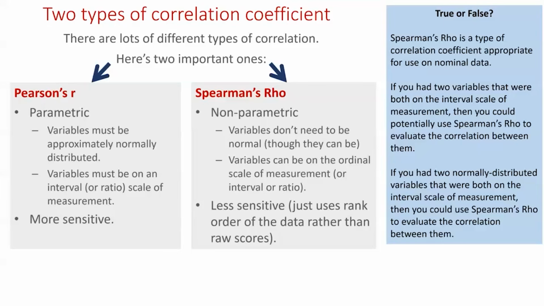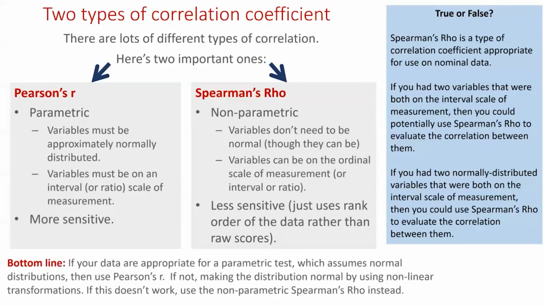The answer is that it is less sensitive than Pearson's R. Spearman's rho is only using the rank order of your data rather than looking at the raw scores and the differences between them. So it's using less of the information from your raw data, but it's more robust in terms of its assumptions. So in terms of our general process for deciding which one to use, if when you're looking at your data you discover they are appropriate for a parametric test, assuming normal distributions and so on, then we'll use Pearson's R.